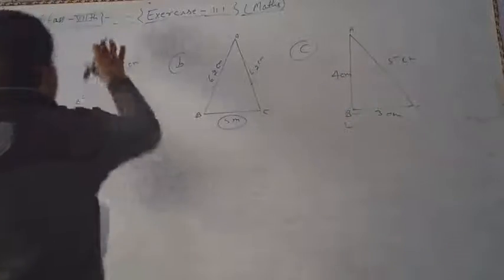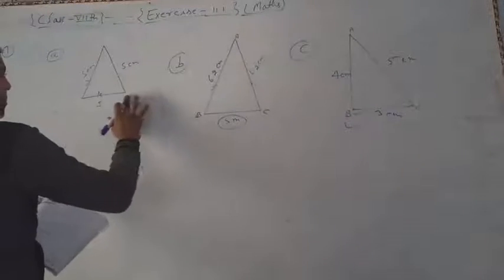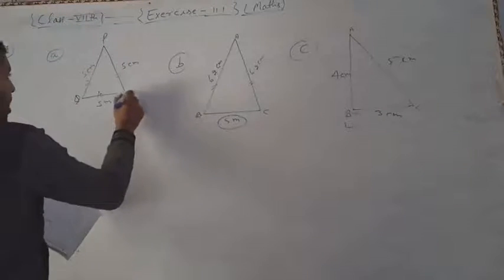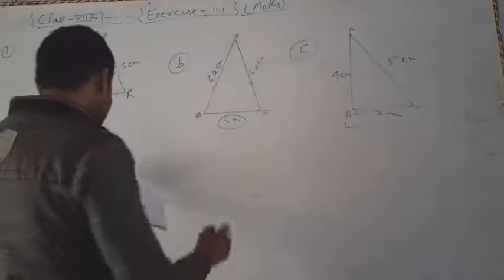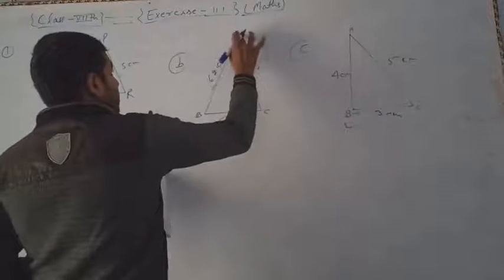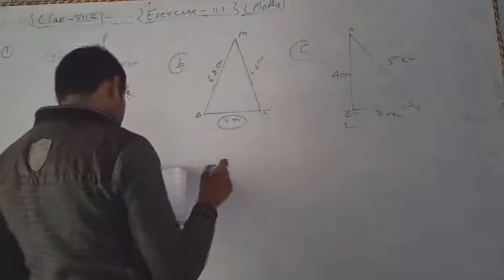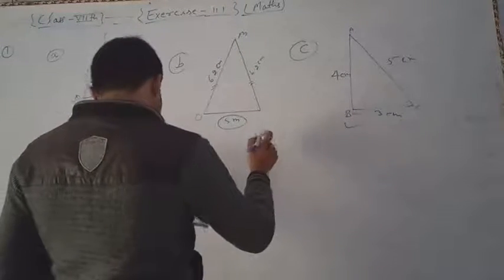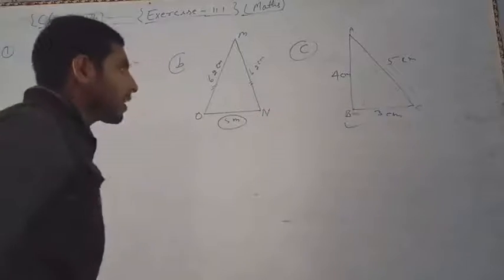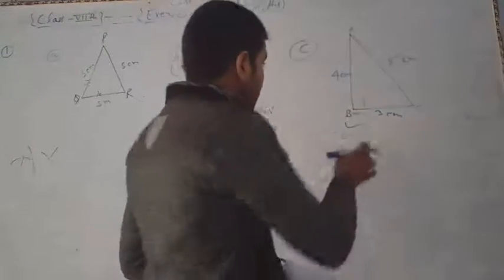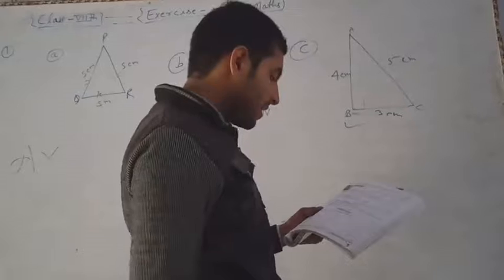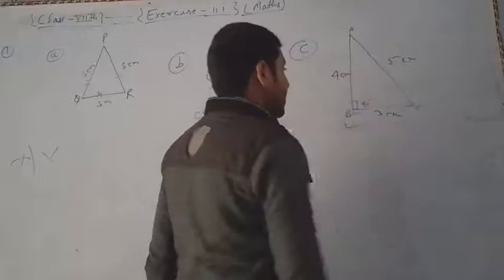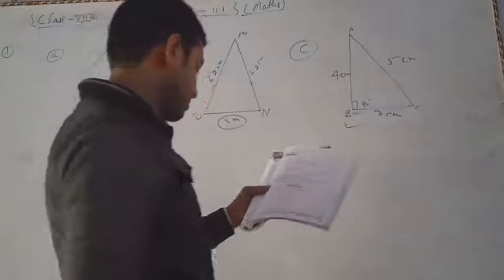And in this figure also, it is given P, Q, R in the first figure, and in the second figure you have M, this is the O vertex, and this is the N vertex. Okay. So this triangle is a scalene triangle, and a 90 degree angle is given here.